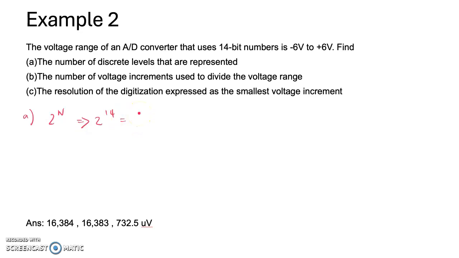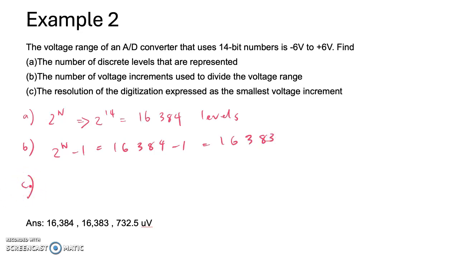Let me use my trusty phone calculator. 2 to the power of 14. Okay, so the answer is 16,384 levels. For B, the number of voltage increments is basically 2 to the n minus 1. So 16,384 minus 1 is 16,383. Easy.